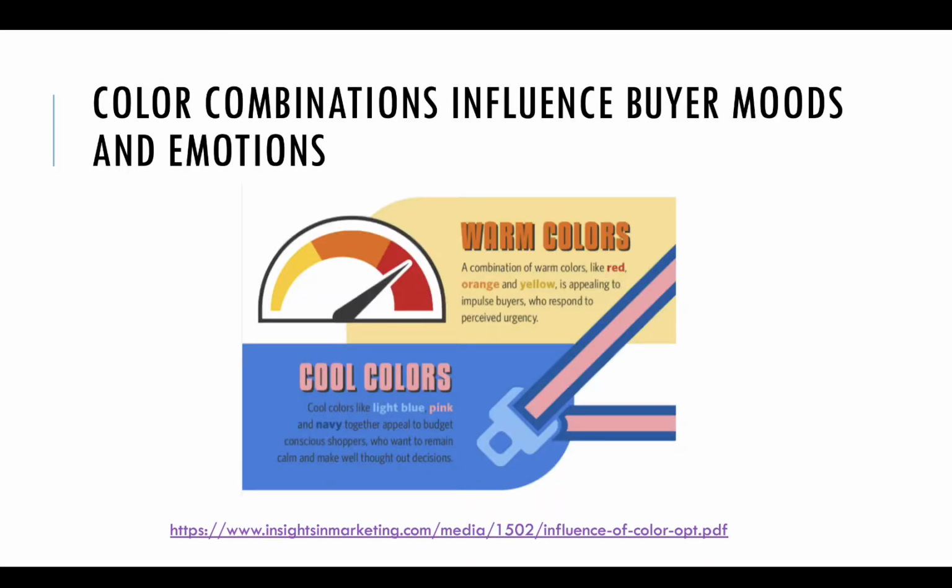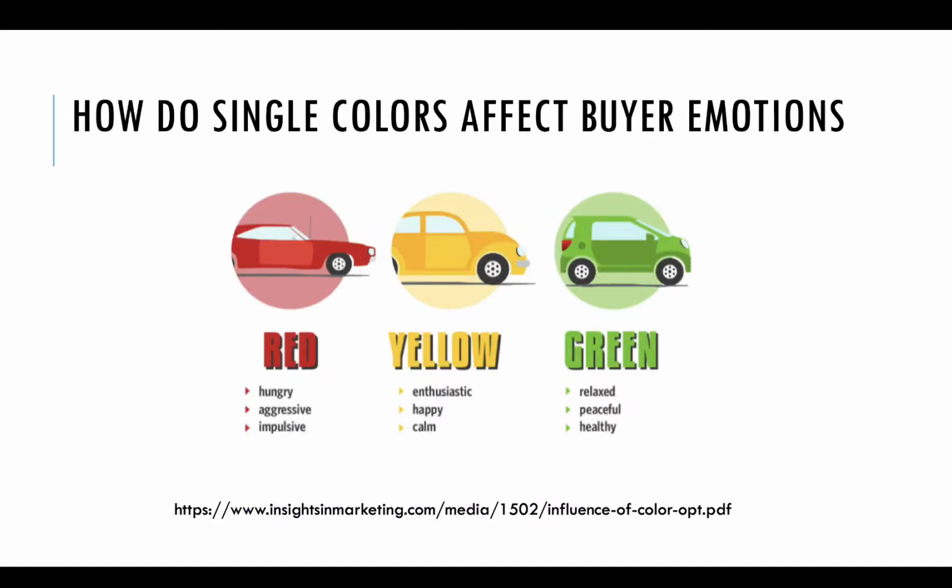Color combinations: the warmer colors, such as red, orange, and yellow, are really appealing to impulse buyers. When you go through a store and see point of sale or point of purchase signs, like "buy now," you're going to see those in the warm colors. The cool colors are more appealing to budget conscious shoppers. Think of Walmart, everything is that cool blue, right? The cooler colors will also influence your buyer's mood more than you may think.